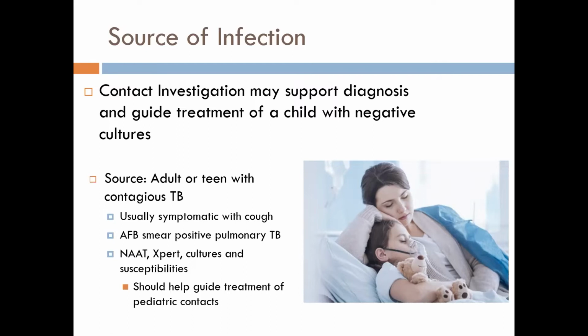Sometimes the adult contact is found first, and then we are seeing the child because they've been exposed to this person. The AFB smears are usually positive. Most of these patients are going to have positive Xpert or cultures, and the susceptibilities can help us in deciding which are the best treatment for the child.